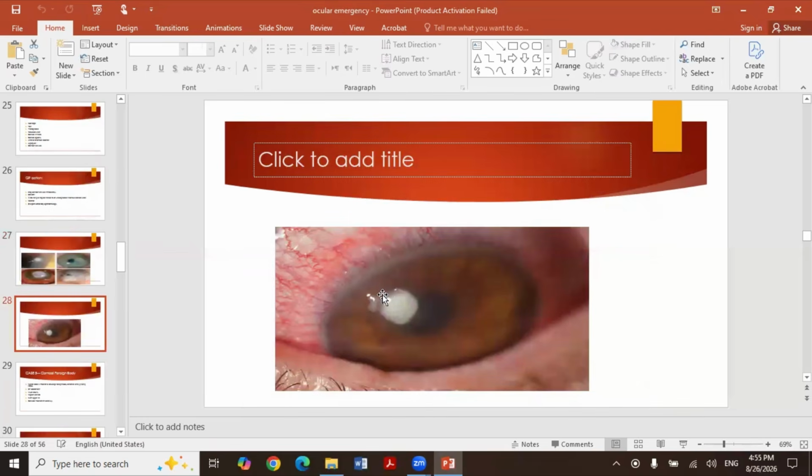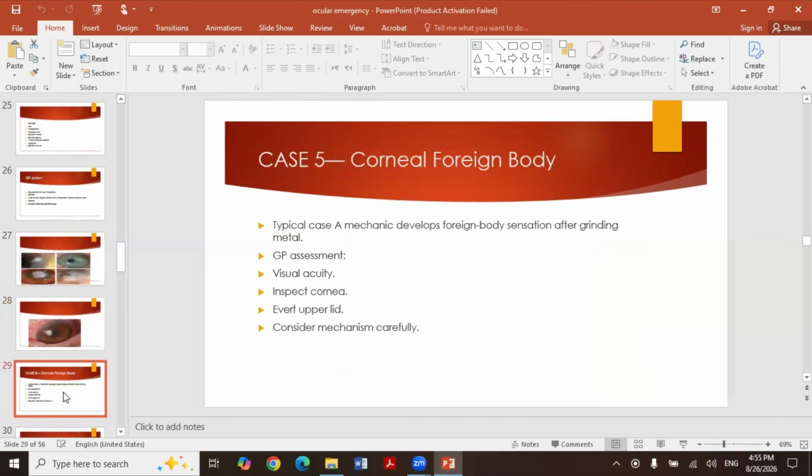Okay, here is another corneal ulcer, paracentral with ciliary injection around the eye, and here we should call the ophthalmology.